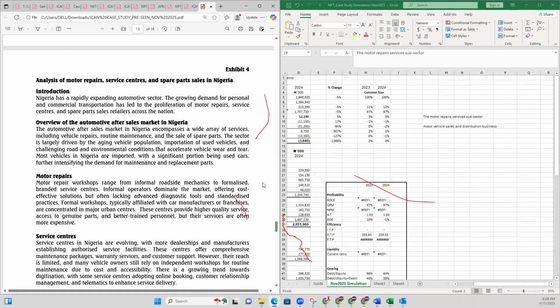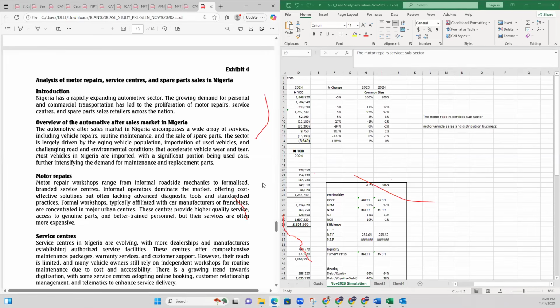Overview of the automotive after-sales market in Nigeria. The automotive after-sales market in Nigeria encompasses a wide array of services, including vehicle repairs, routine maintenance, and the sales of spare parts. The sector is largely driven by the aging vehicle population, importation of used vehicles, and challenging road and environmental conditions that accelerate vehicle wear and tear.